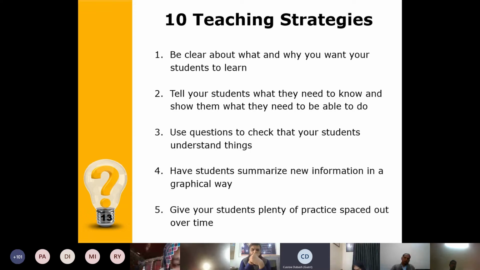Unfortunately, this is not a testing session, so I'm not going to get into that. Two, tell your students what they need to know and show them what they need to be able to do. You see, एक तो बच्चों को बताएं कि आप इस क्लास में ये सीखेंगे. This is what you need to know. ये कॉन्सेप्ट है, ये टॉपिक है, ये स्किल है, ये इंफॉर्मेशन है, ये स्टोरी जो भी है. And show them what they need to be able to do.